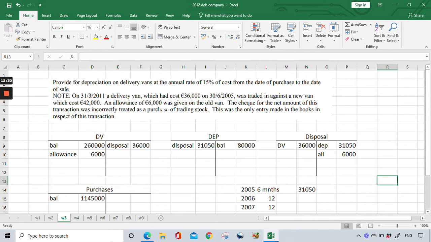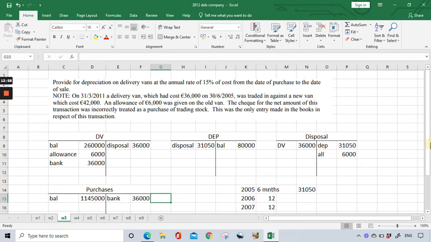And finally, the check for the net amount of the transaction. So the van cost 42, but you were given a trade-in allowance of 6. So how much did you pay? 36,000. So bank 36,000. And then this is our mistake. It was treated as a purchase of trading stock. So here we credit 36,000 here.